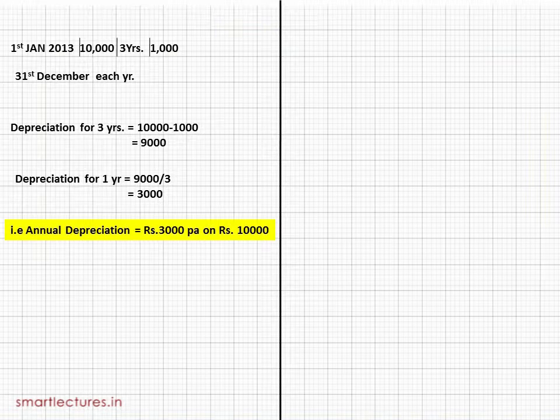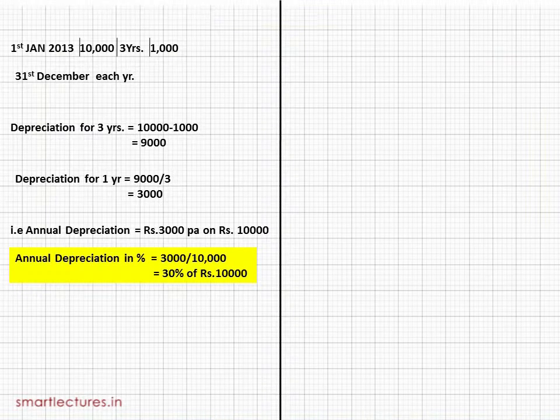If we express this amount in percentage, what will be the percentage? I mean to say 3,000 on 10,000. Very simple arithmetic. That is 30%. Means 30% of 10,000. In other words, the question can be presented in this way: a machinery was purchased for 10,000 and depreciation will be provided on this machinery at the rate of 30% per annum. So in the future, you will find questions where the depreciation is expressed in percentage.